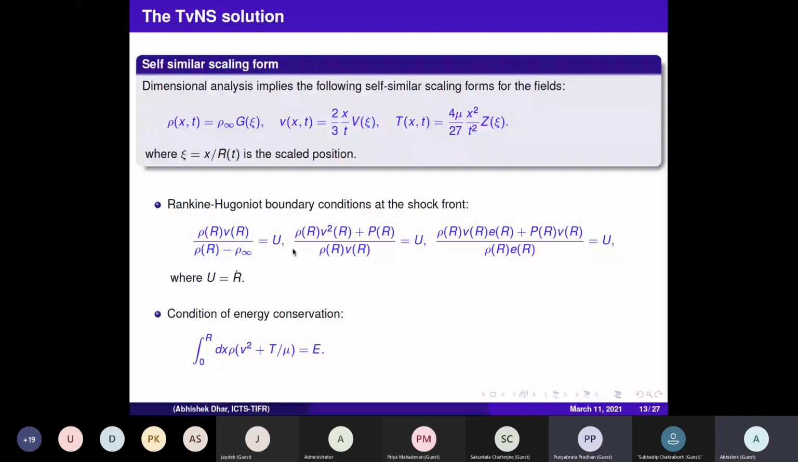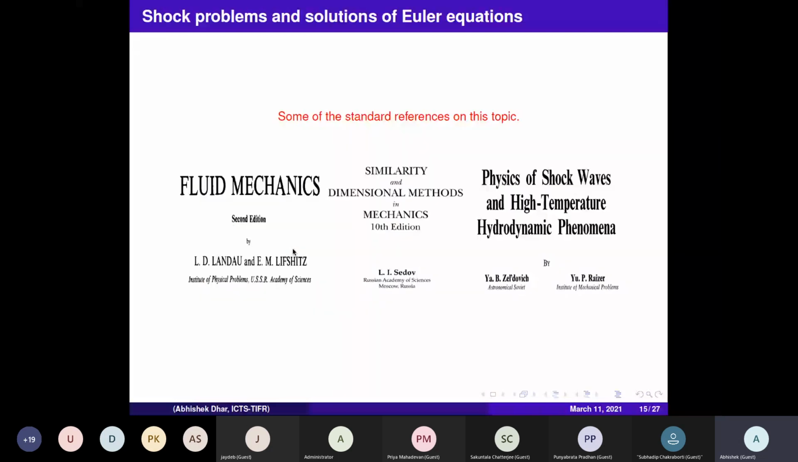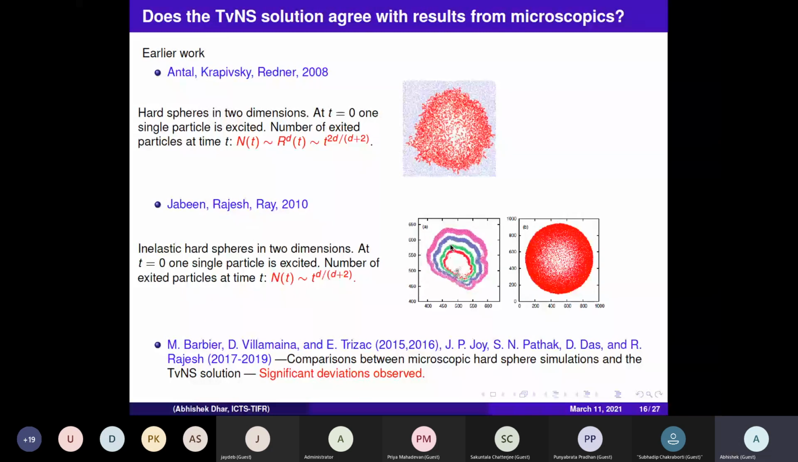Okay, so now what I'll talk about is, these are some references for this kind of shock problems. The best reference I would say is just Landau-Lifshitz, but these other problem books are also very interesting. They discuss a lot of scaling ideas. Now we have the hydrodynamic solution, the exact solution of the Euler equations, and we want to compare with microscopics. So let me talk a little bit about some earlier work which tries to make this comparison, of TVNS with microscopics.